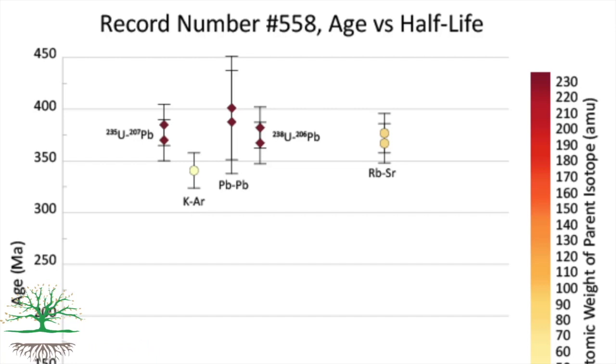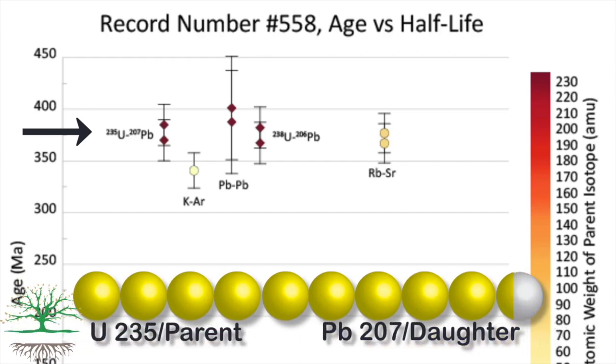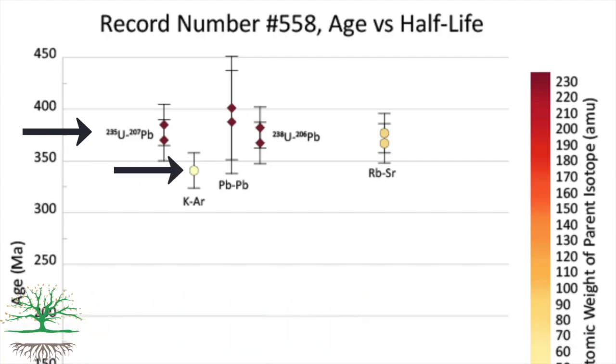Now, these coloured shapes represent radioisotope systems made up of isotope pairs that are used to date rocks. This one is uranium-235 to lead-207. Uranium is said to be the parent isotope and lead is said to be the daughter isotope. That is because the uranium decays away until it turns into lead. This is another system that uses potassium and argon.